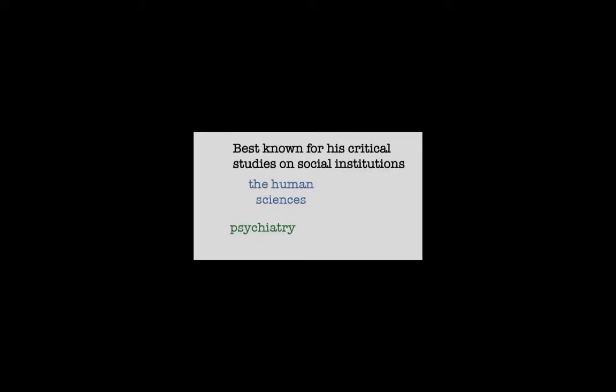Michel Foucault was one of the most influential thinkers in the social sciences and humanities during the latter part of the 20th century. He is best known for his critical studies on social institutions, including the human sciences, psychiatry, medicine, and especially the prison system.